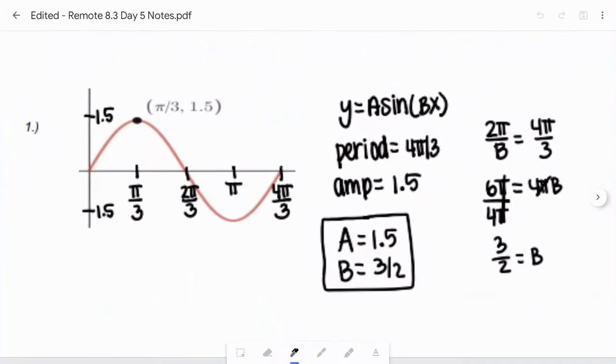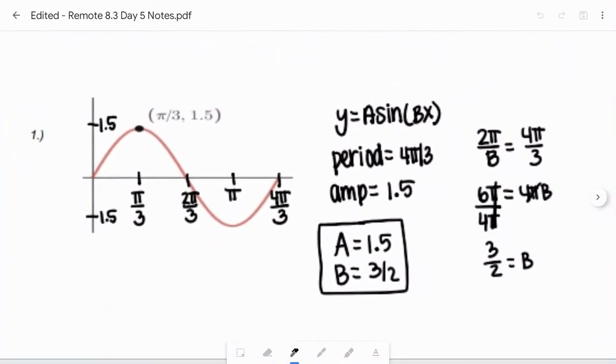So just the last thing we need to remember here is to write our equation. So our final sine equation would be y equals 1.5 sine of 3/2 x. And that would be the equation for this graph.